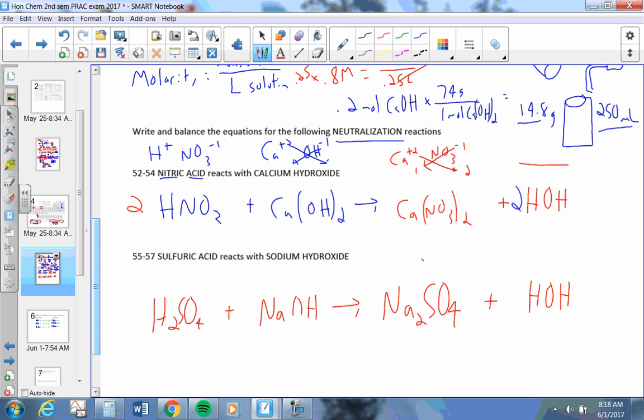If I have 2 sodiums on the right, I'm going to put 2 sodiums on the left. If I have 2 OHs on the right, I'm going to put 2 OHs on the left, and that's good because I had 2 H's over here, I have 2 H's over there. I think that one is balanced. And that is the end of that page.